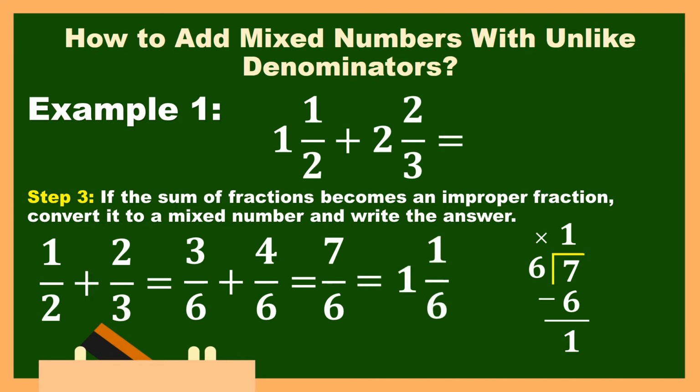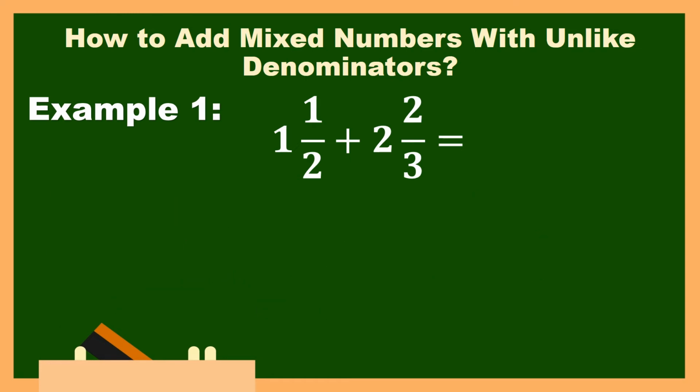Bakit ganyan ang result? Kasi dito, ang numerator na 1 ay nagmula sa ating remainder na 1. At ang whole number na 1 naman ay nagmula sa ating quotient na 1. At kinopya lang dito ang denominator na 6. Kaya nagkaroon ng result na 1 and 1/6.